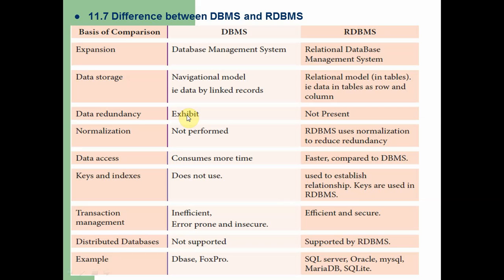Next, data access consumes more time in DBMS, but RDBMS is faster compared to DBMS. Keys and indexes are not used in DBMS, but in RDBMS they are used for relationships. Transaction management is inefficient, error prone and insecure in DBMS, but RDBMS provides efficient and secure transaction management. Distributed databases are not supported in DBMS but are supported by RDBMS. Examples for DBMS are dBase and FoxPro. SQL Server, Oracle, MySQL, MariaDB and SQLite are examples of RDBMS.